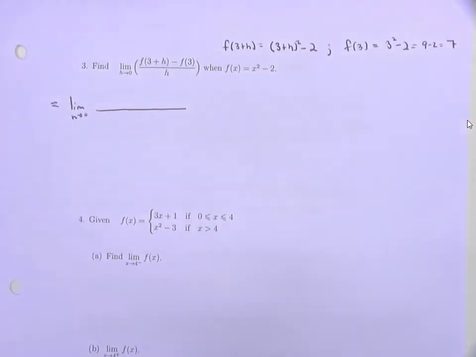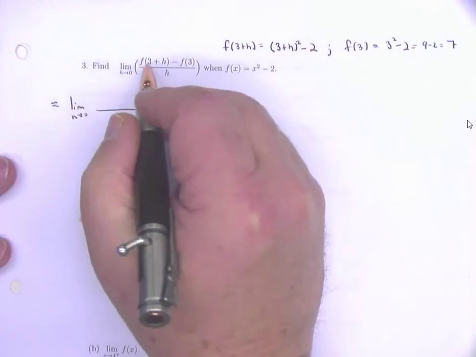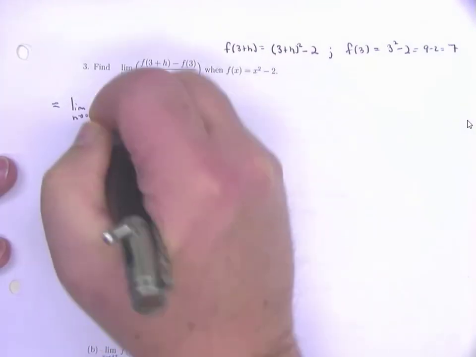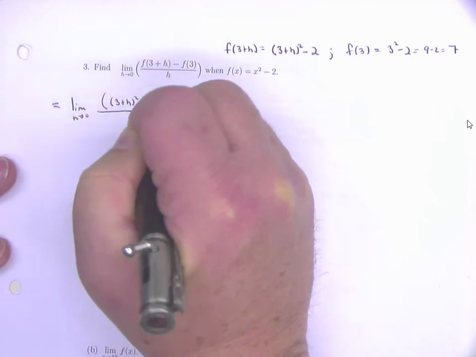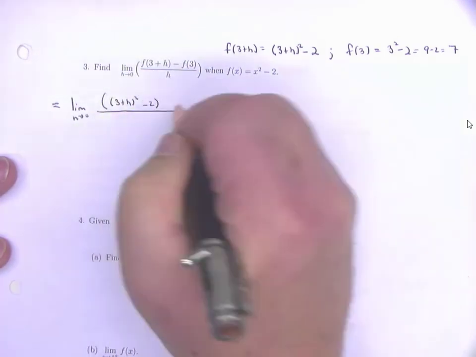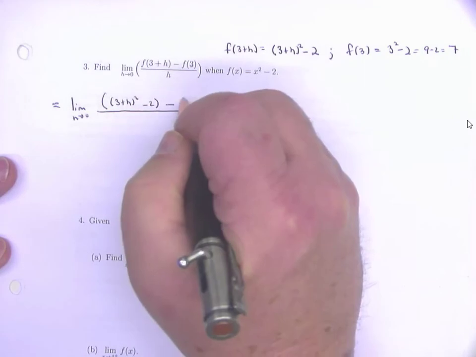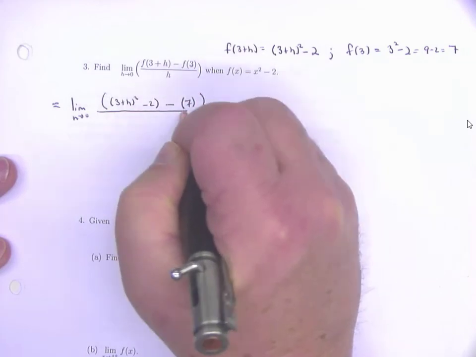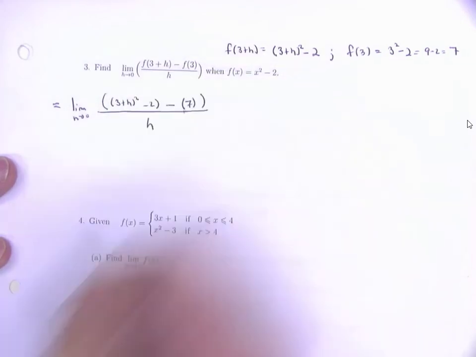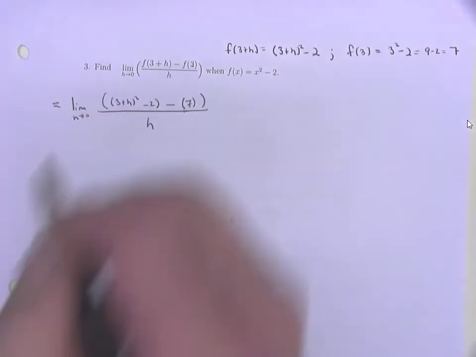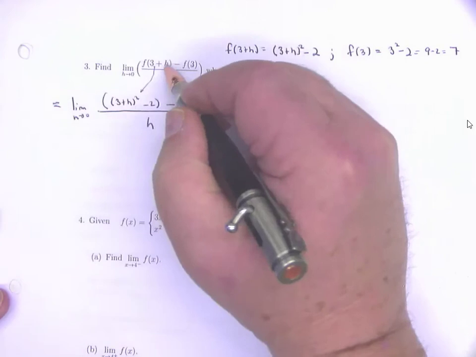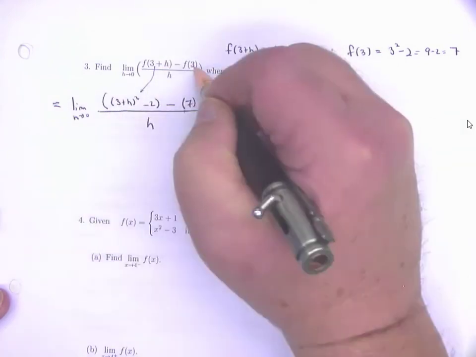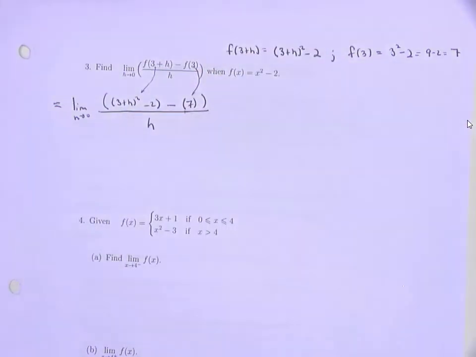So here we go. F of 3 plus h is actually, I'll put little parentheses around it, (3 plus h) squared minus 2, close parentheses there, minus f of 3, which is 7, close parentheses there. There's my numerator, divided by h is my denominator. And I just want you to literally see I'm just replacing f of 3 plus h with its functional equivalent, and f of 3 I'm replacing with 7. Now, I want to clean this guy up.